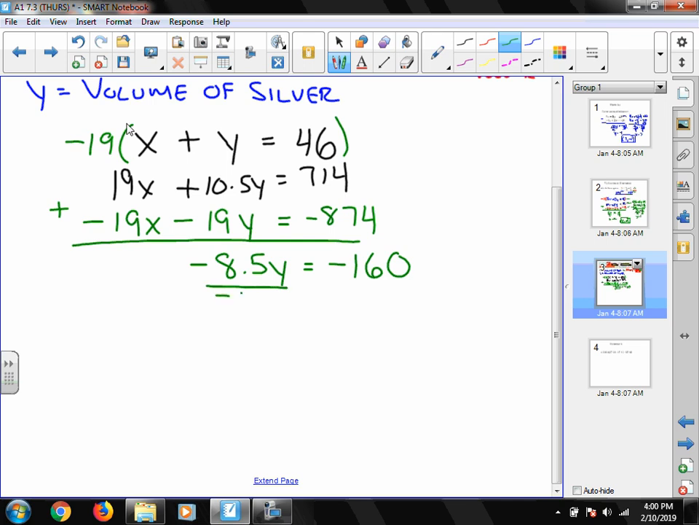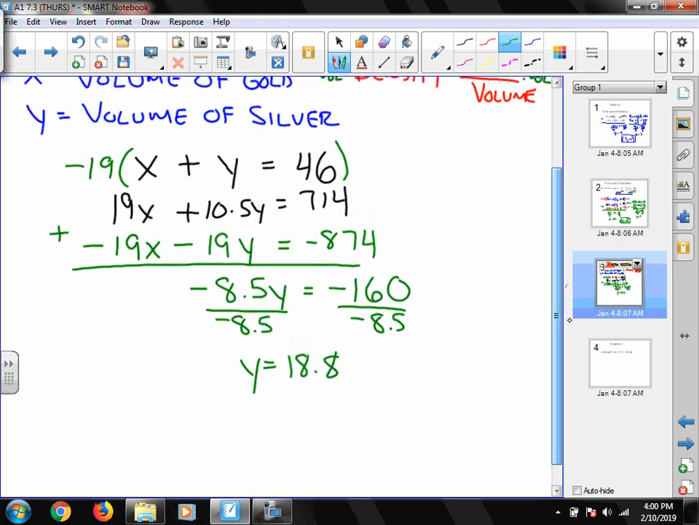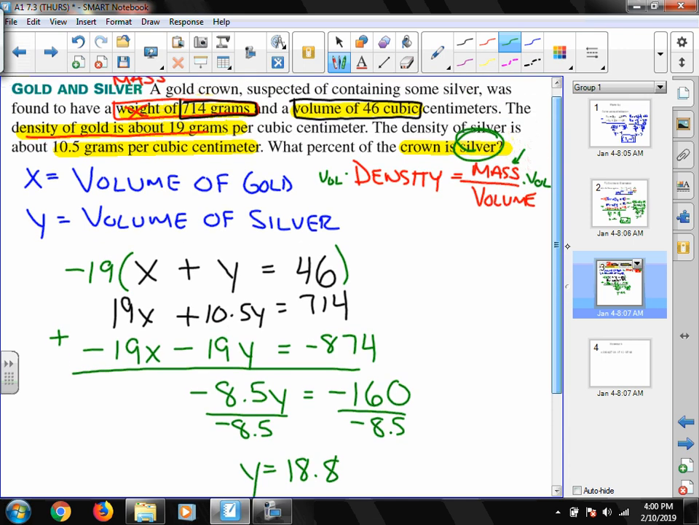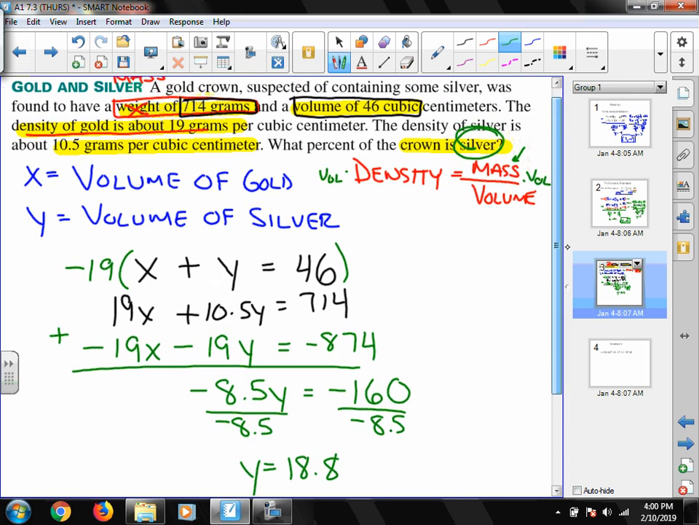Divide both sides by negative 8.5, and I get that y is 18.8. So that actually means that of that volume of 46 cubic centimeters, 18.8 of that is silver. So there actually was silver in the crown.